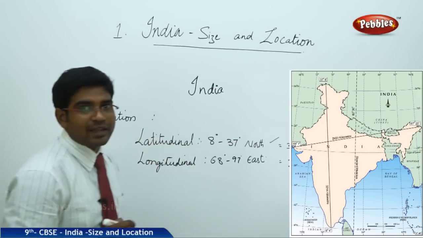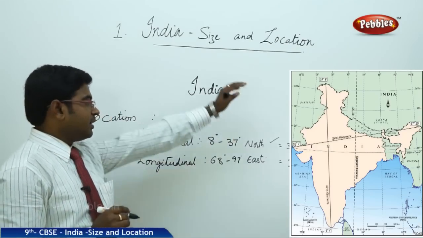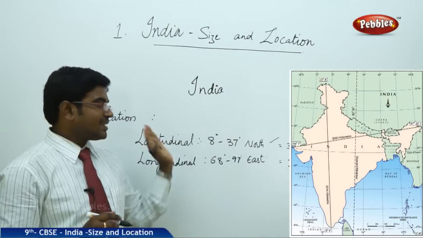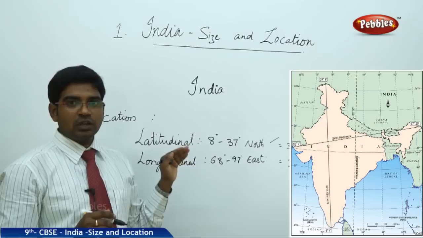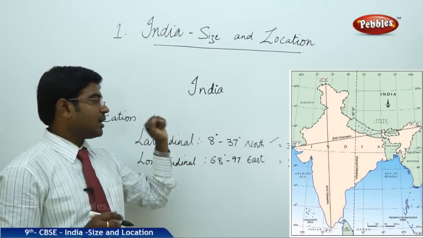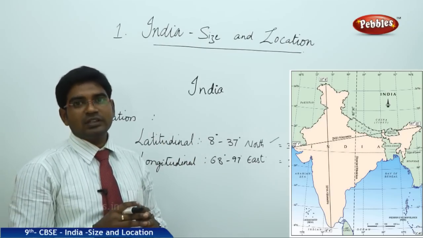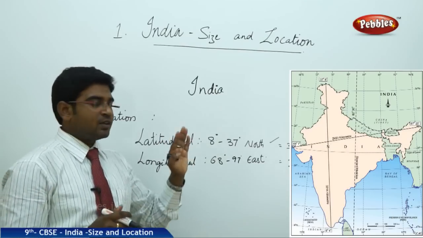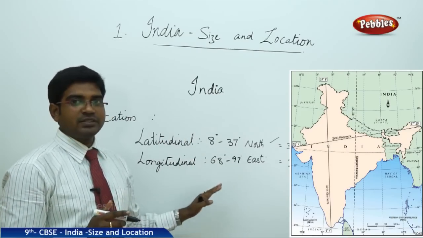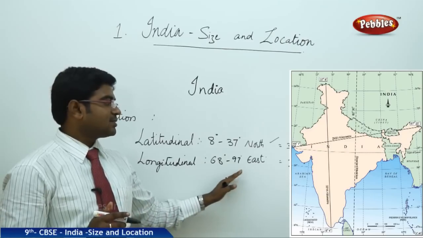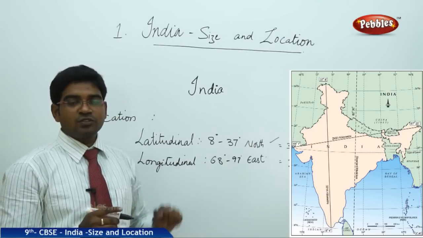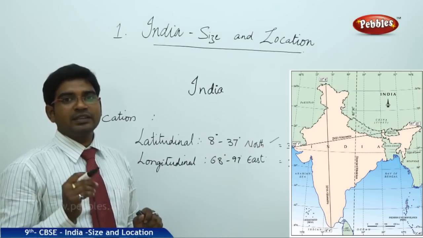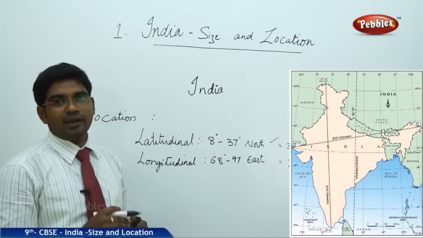So in order to know exactly the location of India: India falls in the northern hemisphere, starts at 8 degrees north latitude and ends at 37 degrees north latitude. And coming to the longitudes, towards the eastern side, we find its location from 68 degrees to 97 degrees east. So this clearly specifies what the actual location of India is.